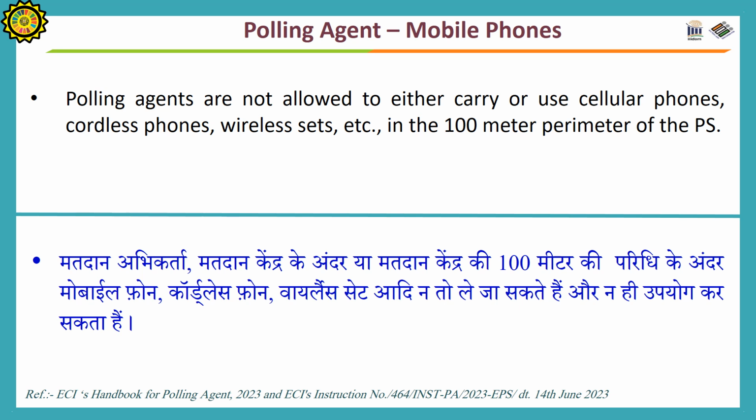Use of mobile phones. Polling agents are not allowed to either carry or use mobile phones, cellular phones, cordless phones, wireless sets, etc. in the 100-meter periphery of the polling station.